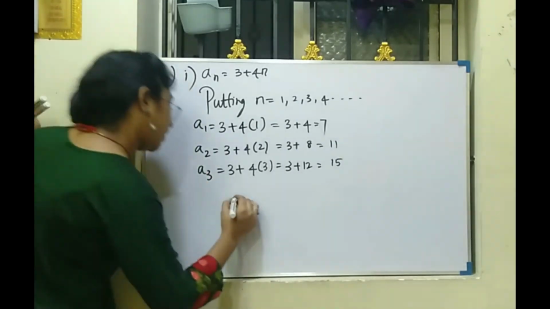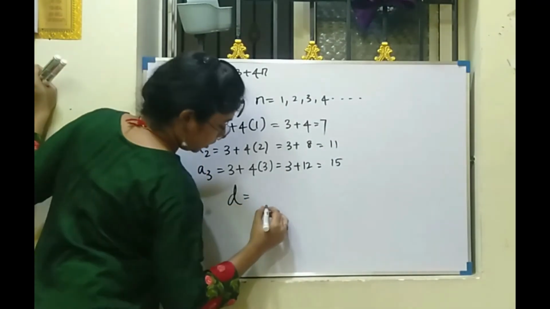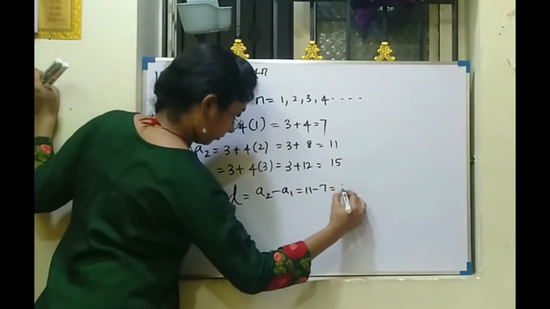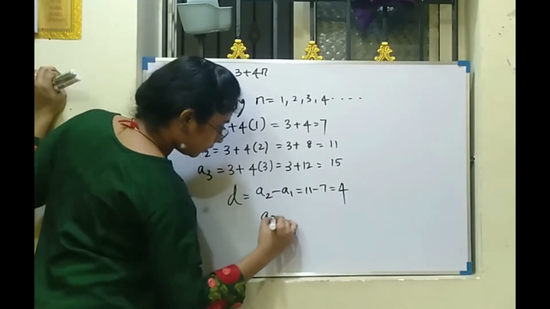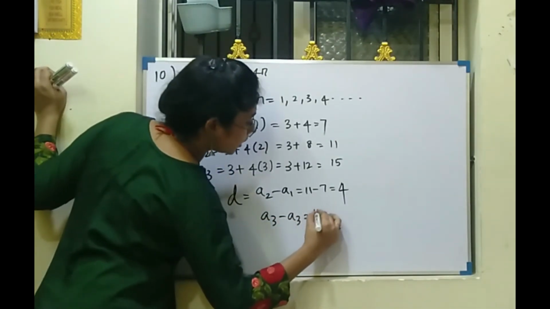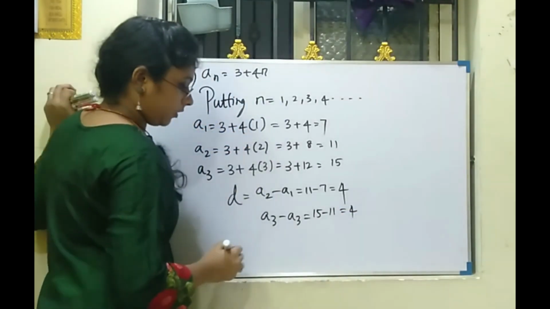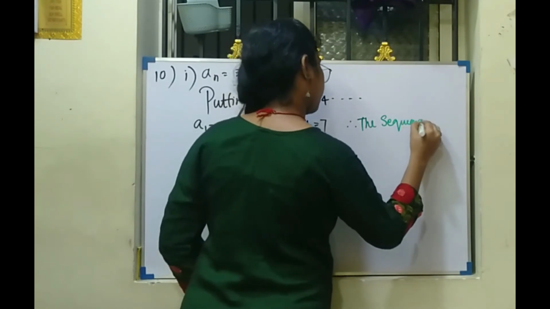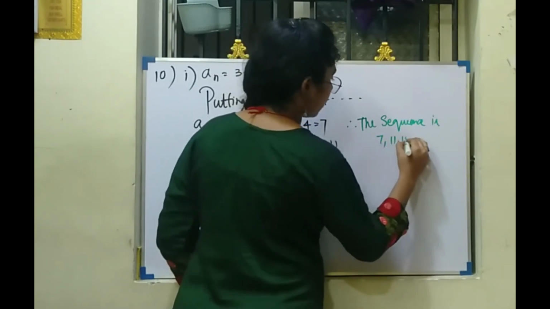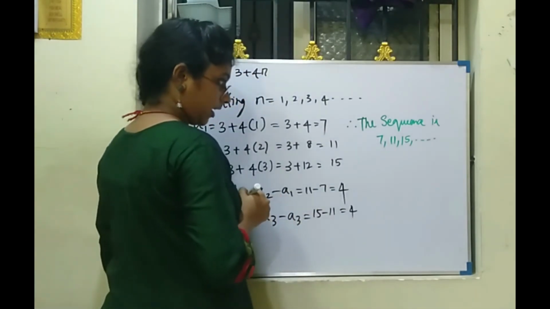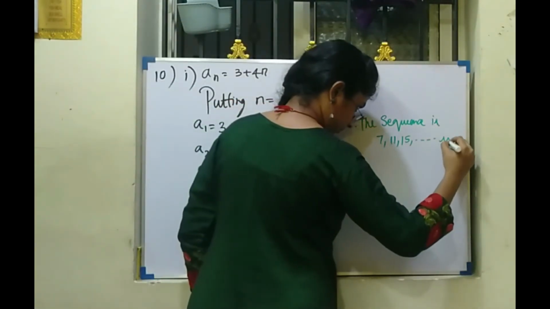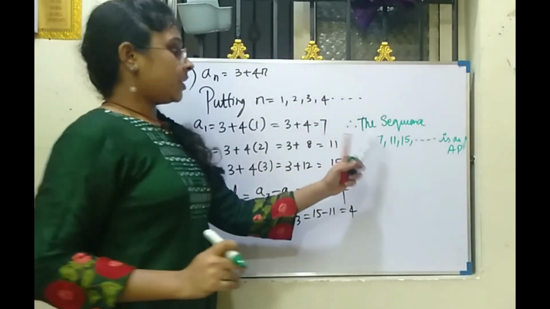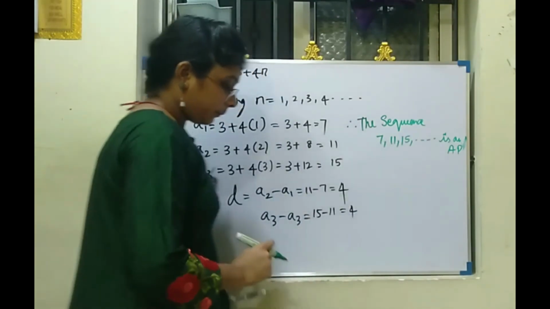From this, we have to find the value of D. D is equal to A2 minus A1, 11 minus 7 is equal to 4. And A3 minus A2 is equal to 15 minus 11 is equal to 4. Therefore, the sequence is 7, 11, 15 and it goes on. Right? It is an AP. So therefore the sequence 7, 11, 15 is an AP.